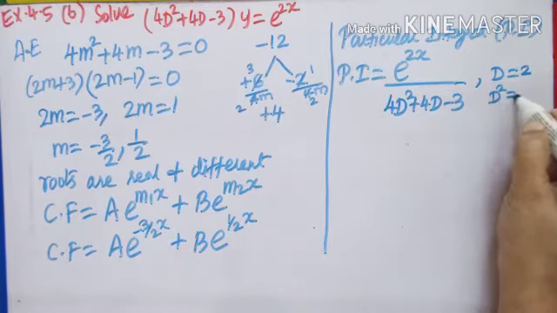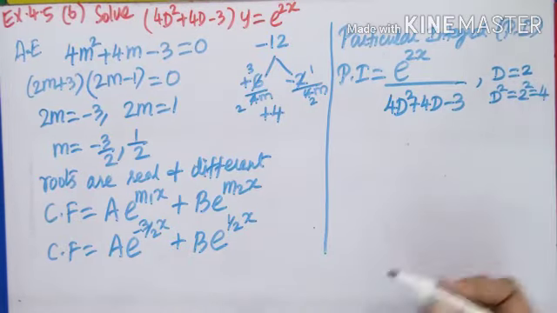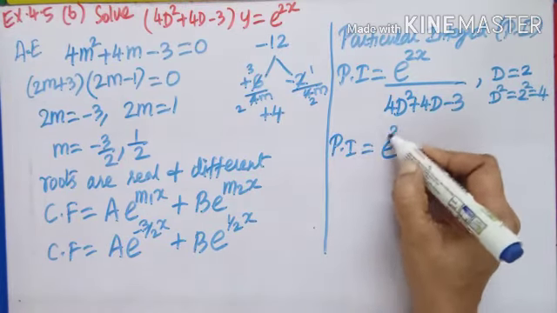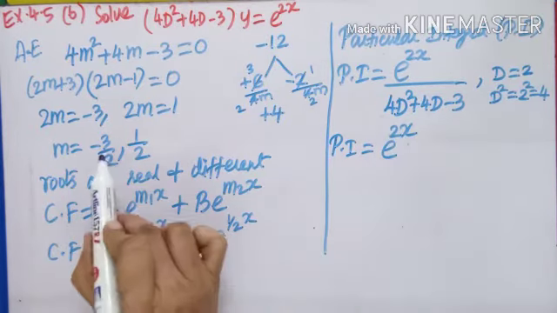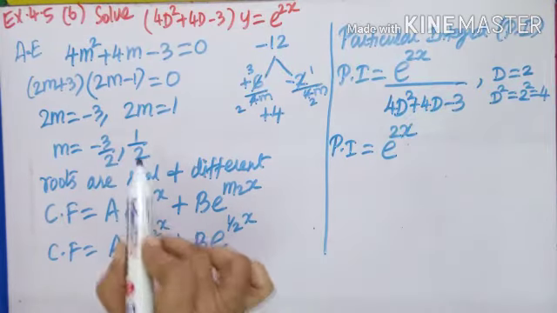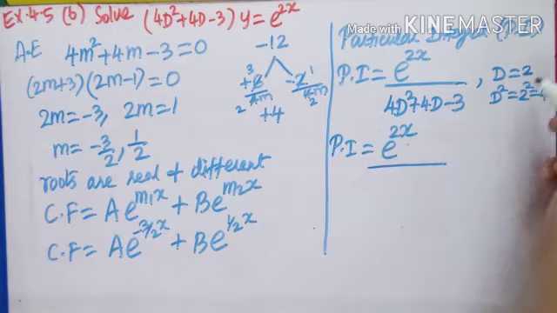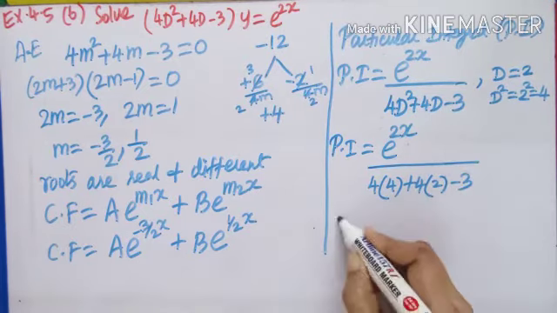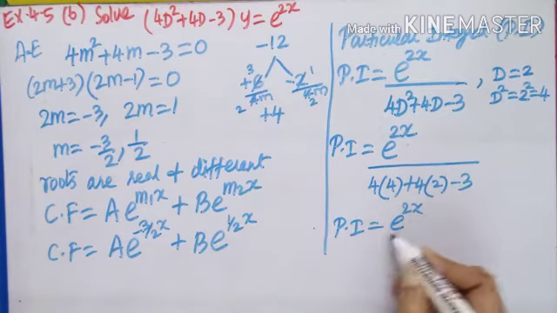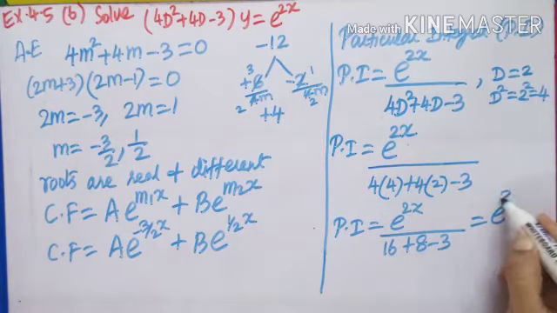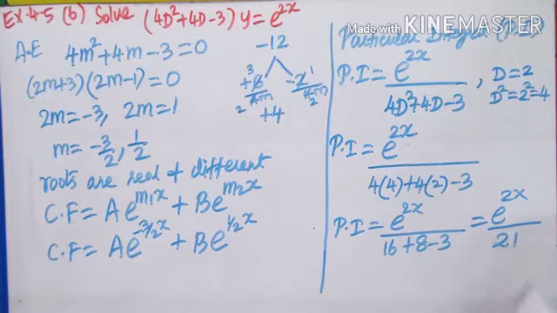D square would be 2 square, that is 4. Check whether the denominator is not 0. Obviously, if 2 is a root here, the denominator will become 0. If 2 is not a root here, the denominator will not become 0. I can definitely substitute. D square is 4, 4 into D value 2, minus 3. So the particular integral, as I simplify, 16 plus 8 minus 3, is e power 2x divided by 21.